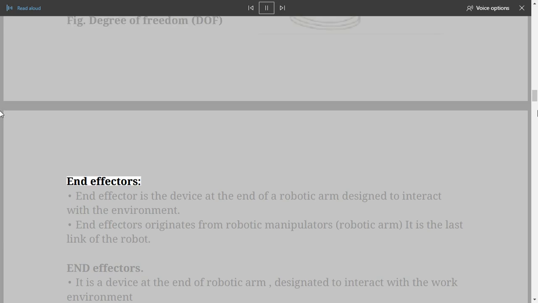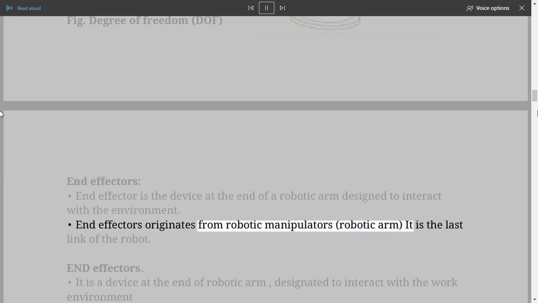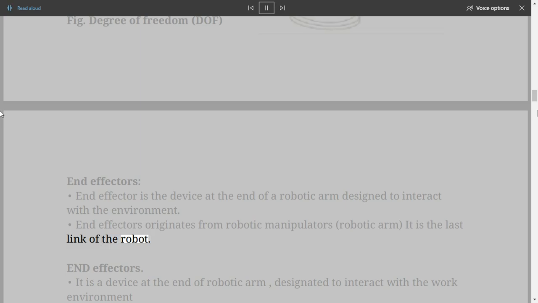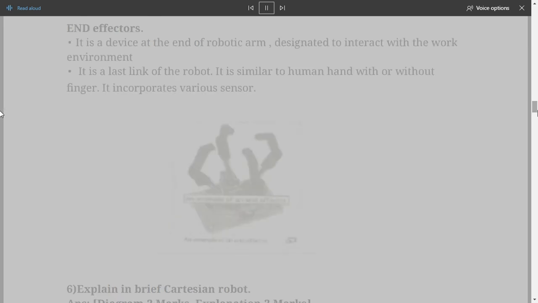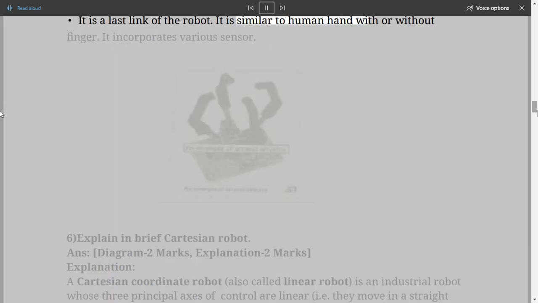End effectors. End effector is the device at the end of a robotic arm designed to interact with the environment. End effector originates from robotic manipulators, robotic arm. It is the last link of the robot. It is similar to a human hand with or without fingers. It incorporates various sensors.